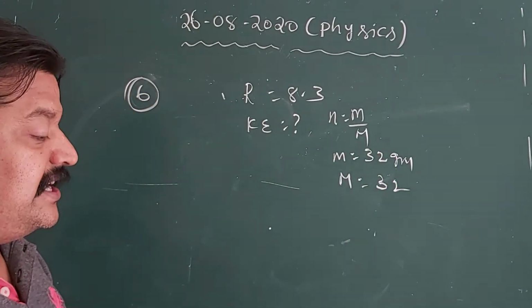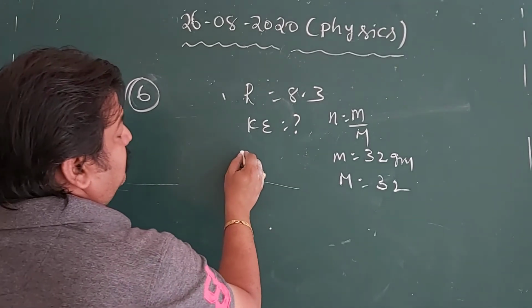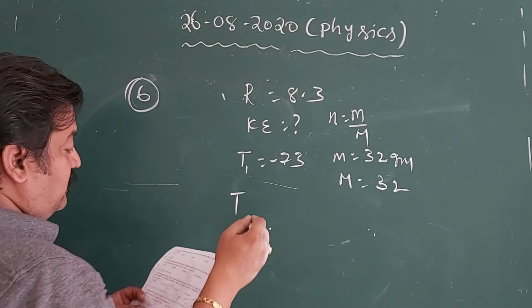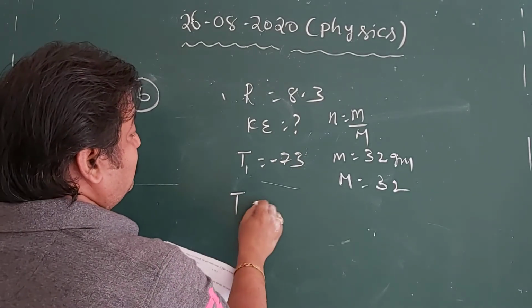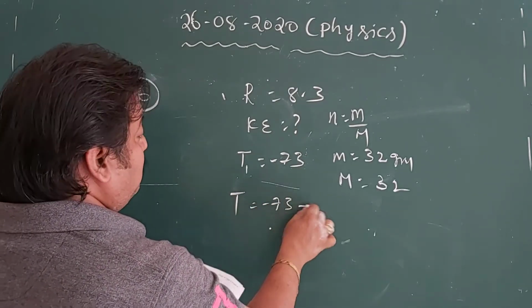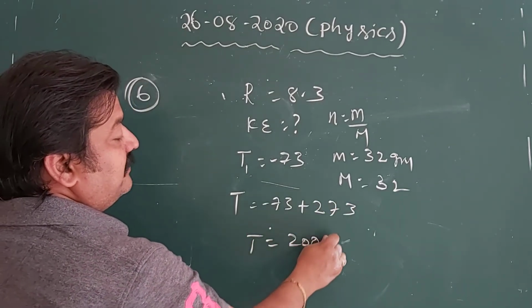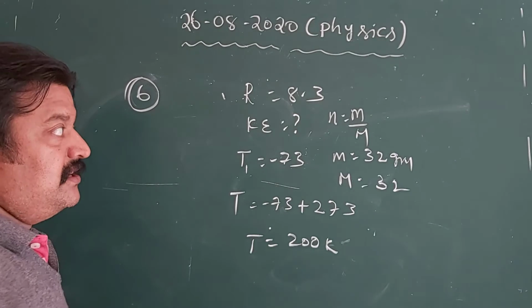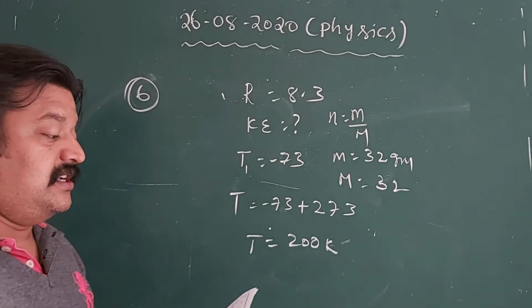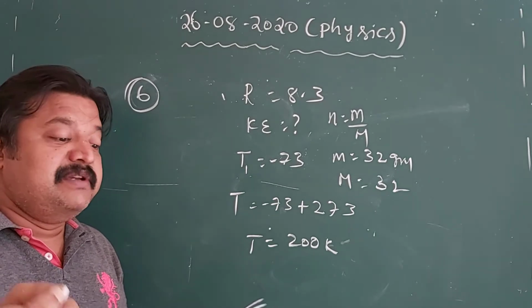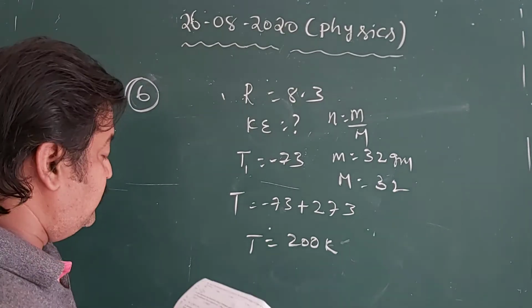Then of oxygen at minus 73. So they have given the temperature as minus 73. You must notice that T is equal to minus 73 plus 273. So T is equal to 200 Kelvin, because it is in Celsius. Now what they ask to find in the question: everything is given, mean kinetic energy you need to find.